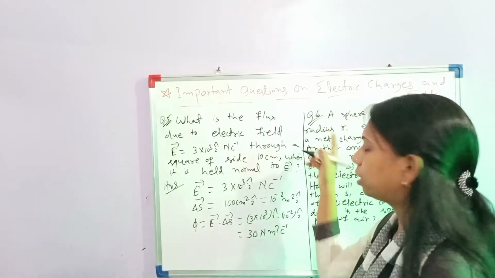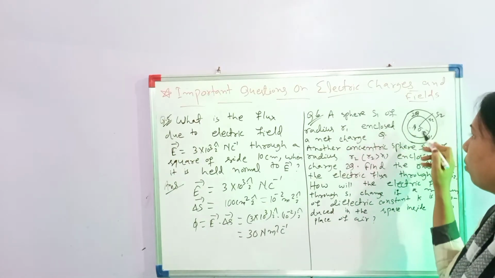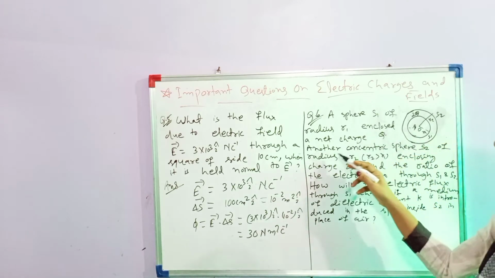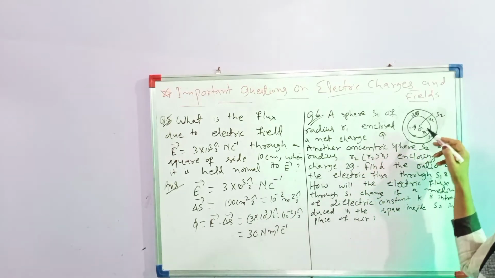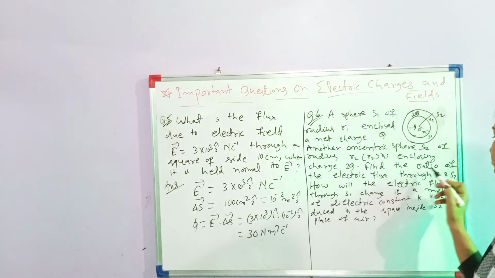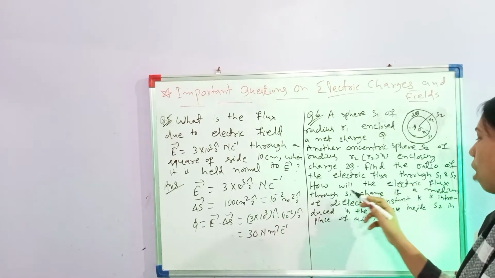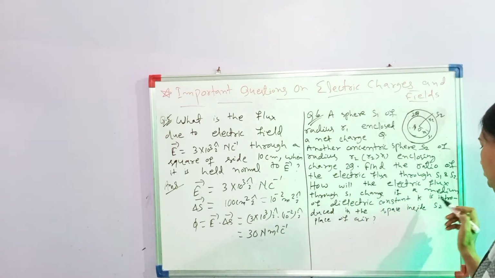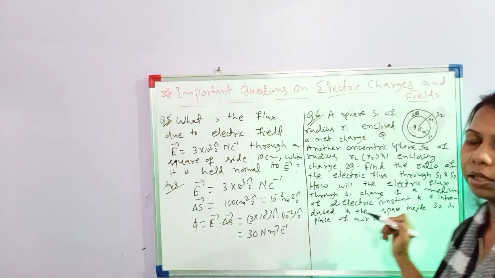Next, question number 6. A sphere S1 of radius R1 encloses a net charge Q. Another concentric sphere S2 of radius R2 encloses charge 2Q. Find the ratio of the electric flux through S1 and S2, and how will the electric flux through S1 change if a medium of dielectric constant K is introduced in the space inside S2 in place of air.